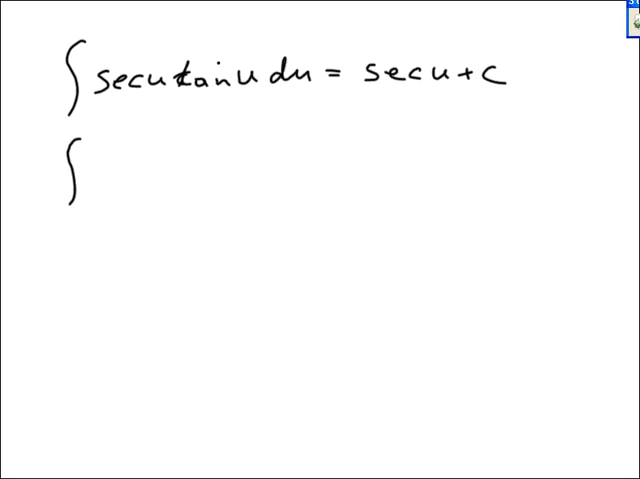We know that the integral of secant u times tangent u times du is equal to secant of u plus c. This is something that we just know. So if you're asked, what's the integral of secant of x squared times the tangent of x squared times x dx?